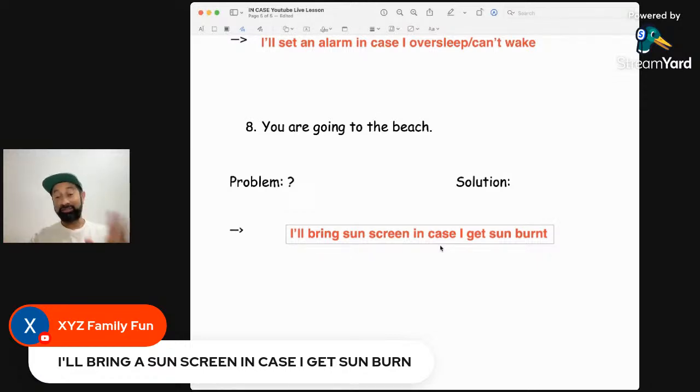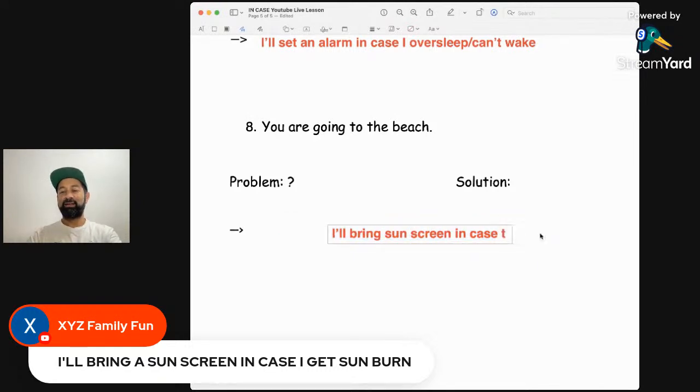Now, I understand what you're saying. You bring sunscreen, but you get sunburnt. If you get sunburnt, the sunscreen will do nothing. You're already sunburnt, right? Maybe you put aloe vera on your sunburn, but you've already got sunburn. So in case, the sunscreen will not help. What I would say for this situation is I'll bring sunscreen in case.